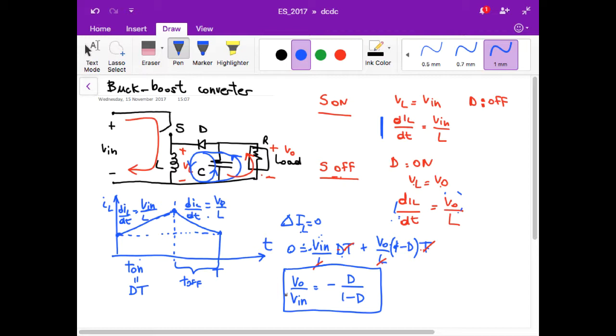Okay, of course this is a particular condition that we have called continuous conduction, because again the current in the inductor is always larger than 0. Also in this case we can evaluate what happens at the boundary between continuous and discontinuous conduction and in discontinuous conduction.